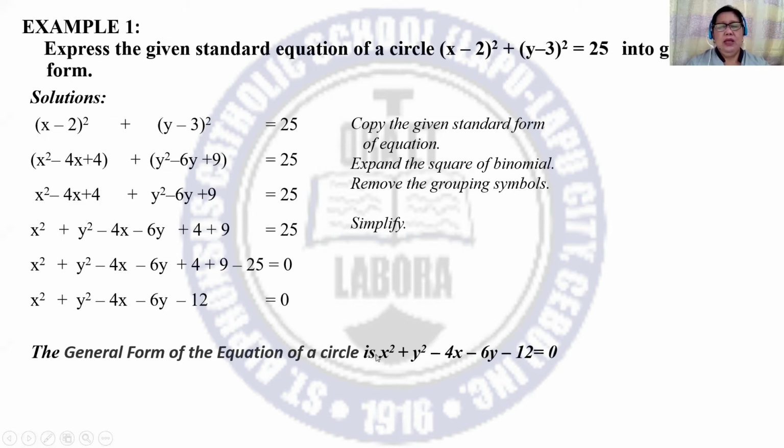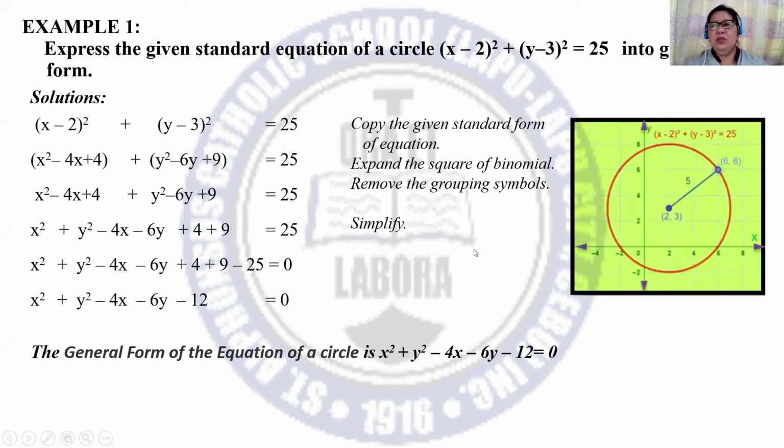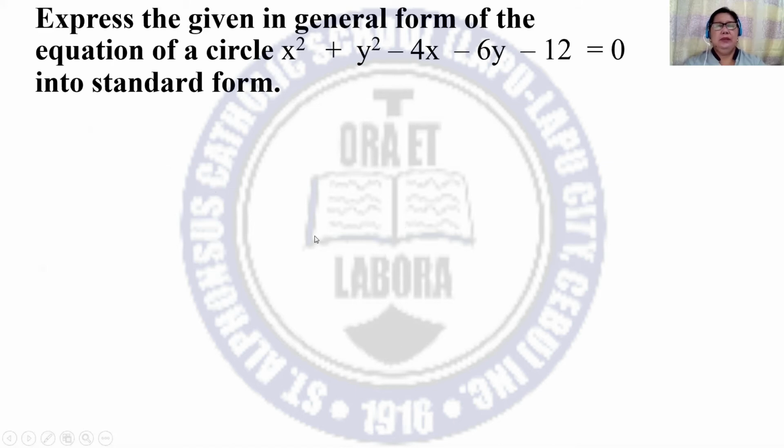So this is now the equivalent general form of the given standard form. And this is the illustration of the circle. Identifying the center with coordinates 2 and 3 because h is equivalent to 2 and k is 3. The radius is 5 since the square root of 25 is 5. And this point with coordinates 6, 6. Next example.